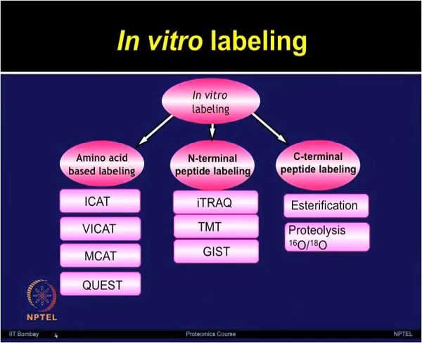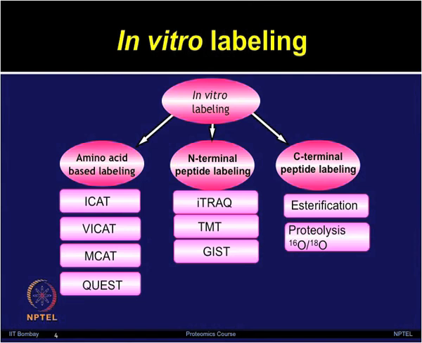So, in vitro labeling can be of three different types: amino acid based labeling, N-terminal peptide labeling, and C-terminal peptide labeling. In the amino acid based labeling, such as iCAT or isotope coded affinity tag, there are other amino acid based labeling methods as well, such as VICAT or visible isotope coded affinity tag, MCAT or mass coded abundance tagging, QUEST or quantitation using enhanced signal tags.